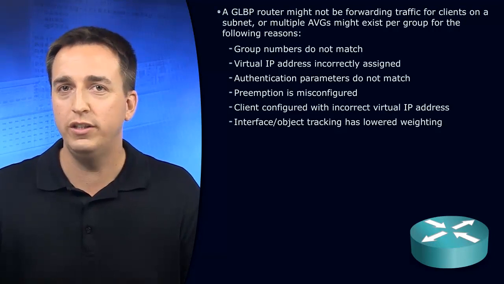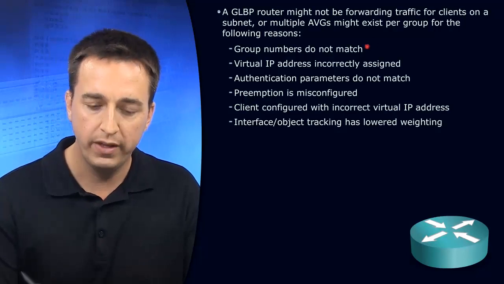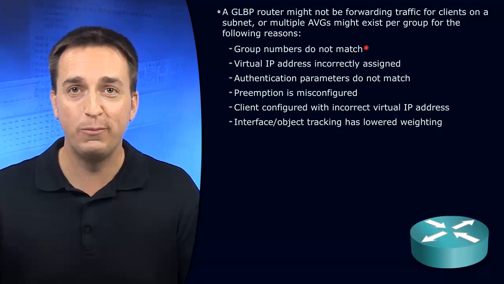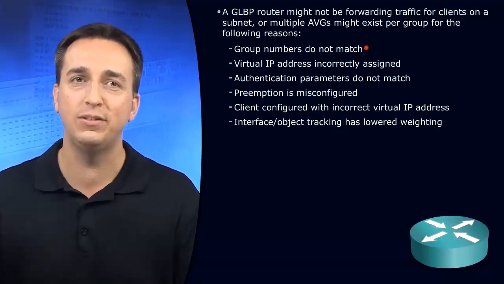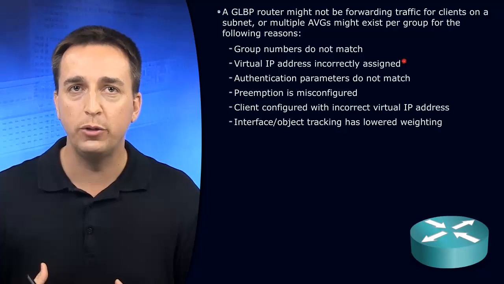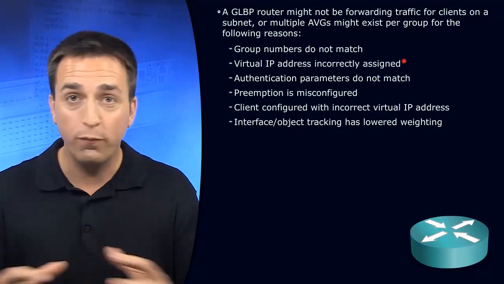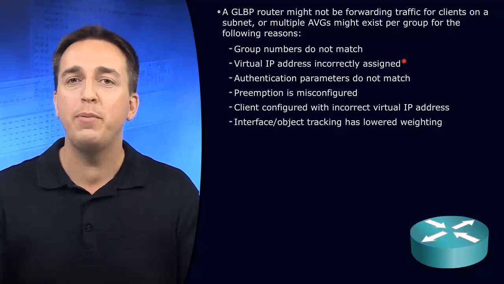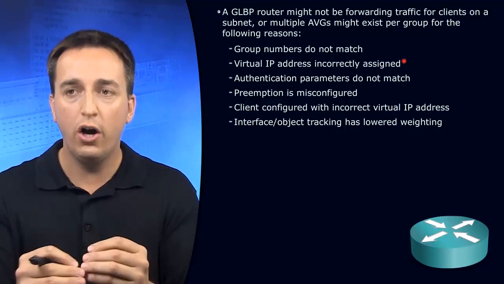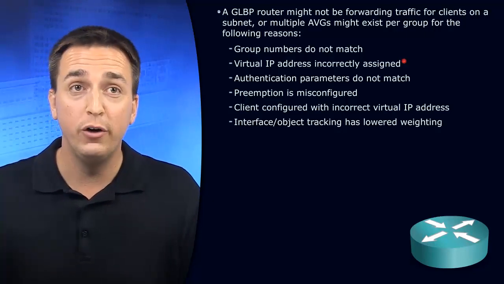So while we're troubleshooting GLBP, what are the types of issues that we should keep in mind? Well, number one, those 4 routers have to be part of the same GLBP group. So the group number has to match. In addition to that, since they are responsible for that default gateway IP address, all 4 of them, that virtual IP address that is being used has to match on all 4 routers in the GLBP group.